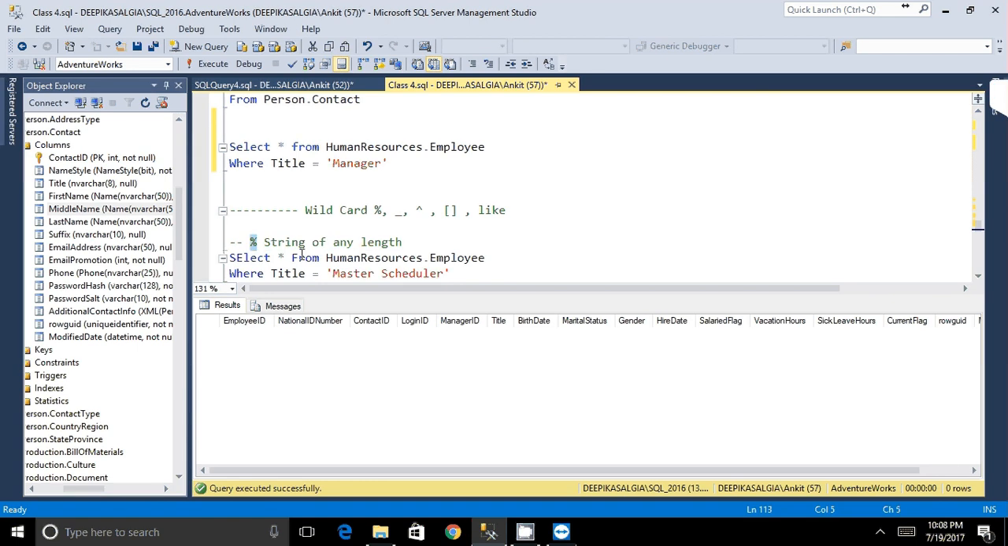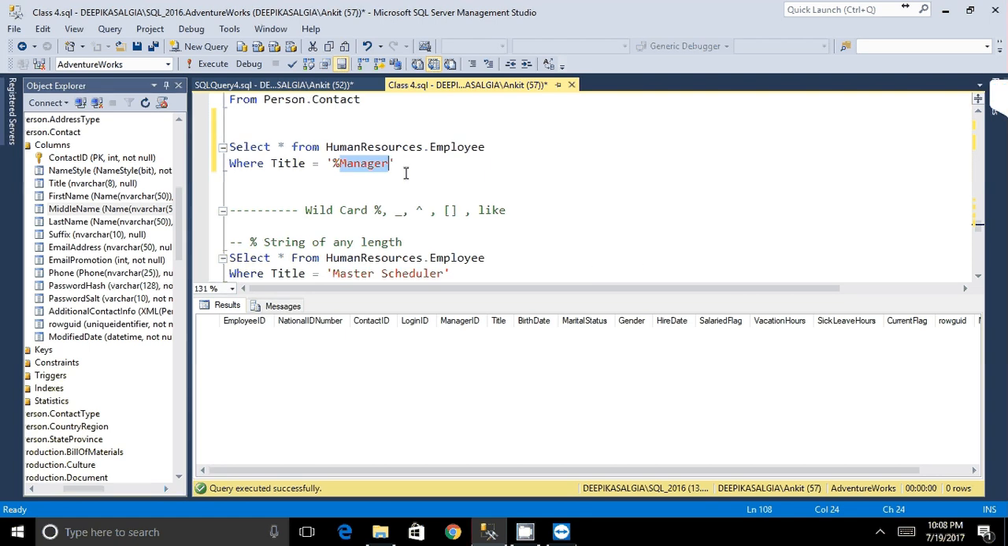So when you say percent manager, what does it mean? You say like and you say percent manager, it means it can have anything in front of it. It can have any number of characters, any number of words, anything. But if it ends with manager, you will get all those titles. So when you use the percent, the first part could be anything, but the ending word should be manager.